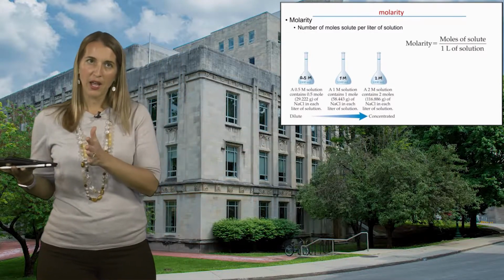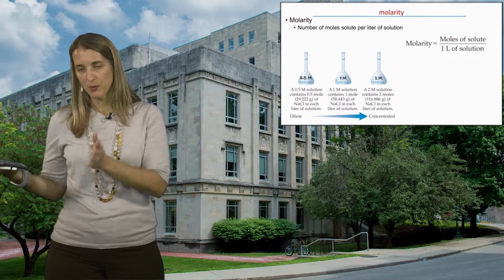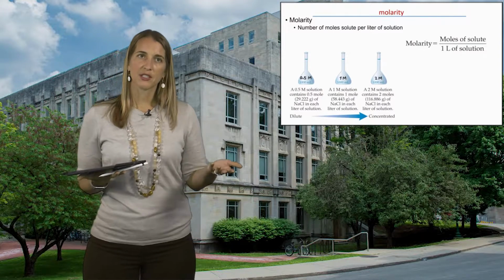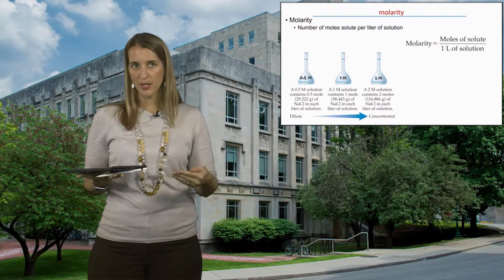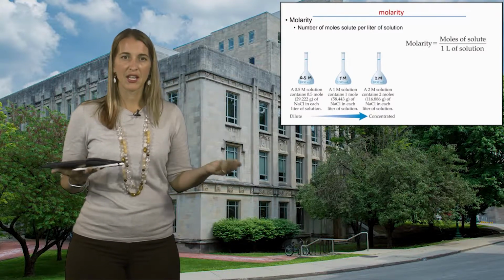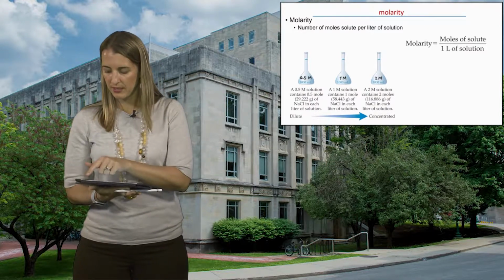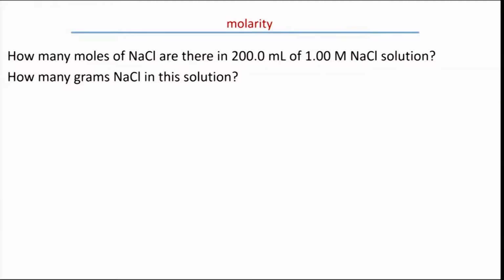The more solute you have, so the more amount in grams, the more moles you have, the more concentrated your solution. So we'll be able to do calculations here involving finding moles, dividing by total volume of solution to get the molarity. All right, let's do a practice. And this one says, how many moles of sodium chloride are there in 200 milliliters of a 1.00 molar sodium chloride solution? And then the question says, oh, and can you also get to grams of sodium chloride?